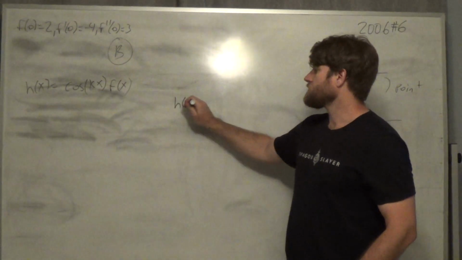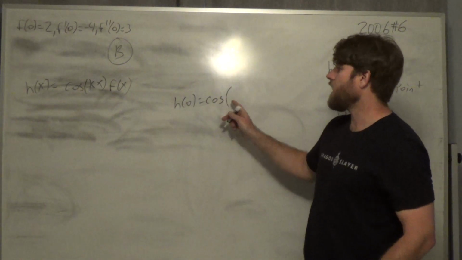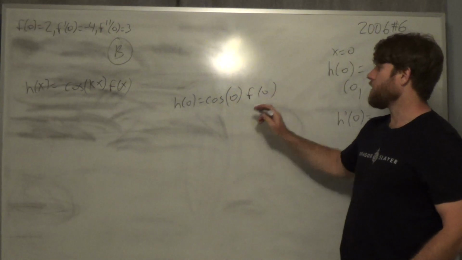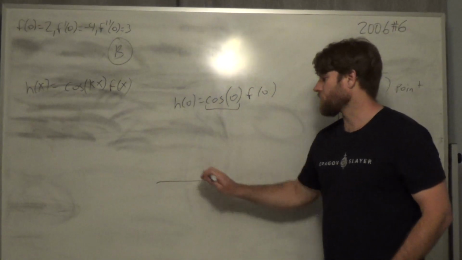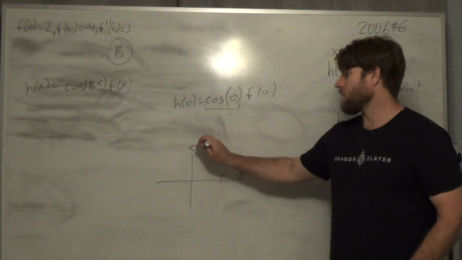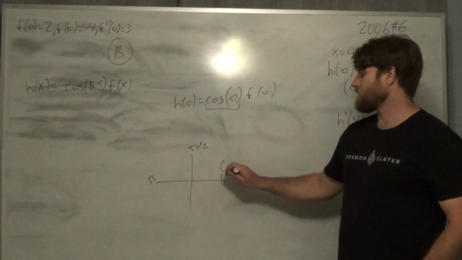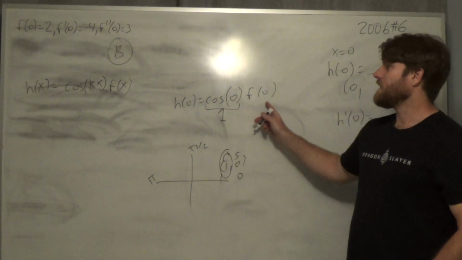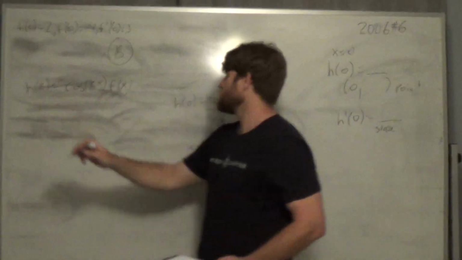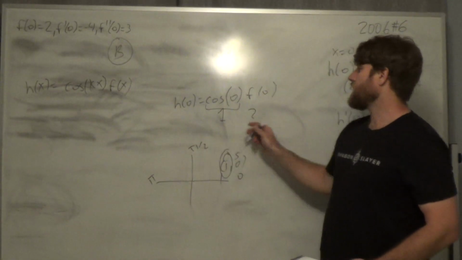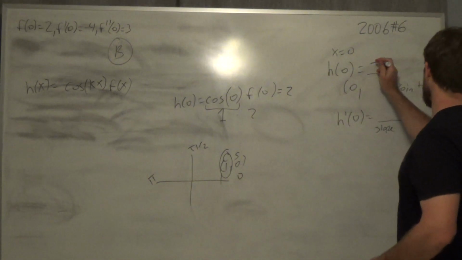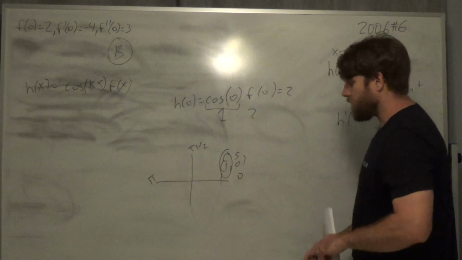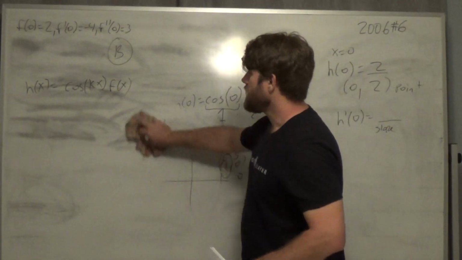So h of 0 is cosine of, if I put a 0 here, 0 times k is 0, and then f of 0. Now cosine of 0, if you go to the unit circle, at 0, remember it's cosine and sine, so cosine of 0 is 1, and f of 0 was provided way up here, which is 2. So we get 1 times 2, which is 2. So h of 0 is 2, and our point is 0, comma 2. And now we need our slope, which is going to be a little more difficult.